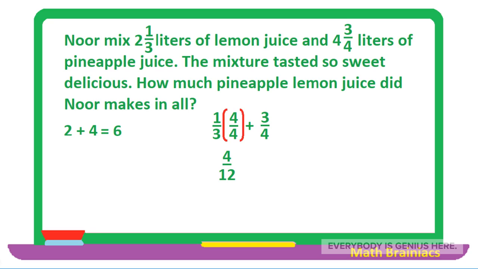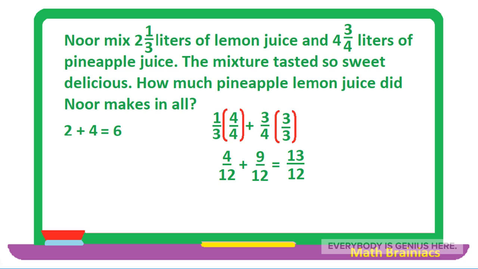1 times 4 will give us 4, and 3 times 4 will give us 12. Therefore, we have made the denominators equivalent to 12. Now, we are going to multiply 3/4 by 3/3. Correspondingly, 3 times 3 will give us 9, and 4 times 3 will give us 12.